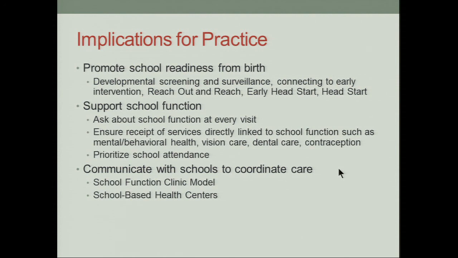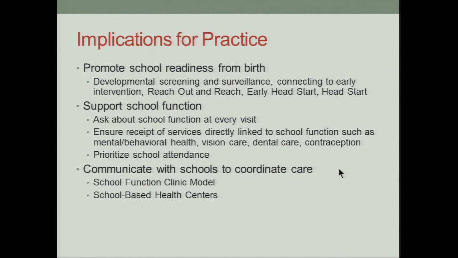Sometimes this requires directly communicating with the school to get to the bottom of the issue and coordinate care, and our education and health systems are not set up to really do this well. So one very successful model for doing this was developed by Alice Kuo here, called the School Function Clinic, and she uses a social worker to help facilitate this communication between education and health practitioners.